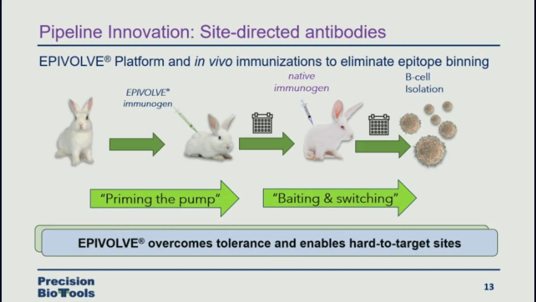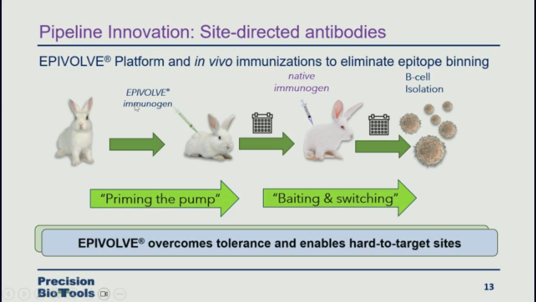So I'm going to switch to our other project. Half of the group is working on MILKSHAKE and Sundae. The other half is working on EpiVolve, which is a method that we've developed for site-directed antibodies. The idea is, given a protein sequence, can you get an antibody targeted to a specific amino acid in that sequence? And this is the way we do it.